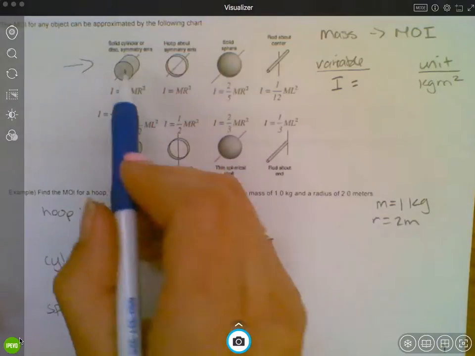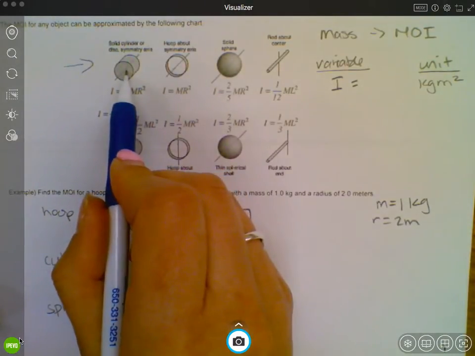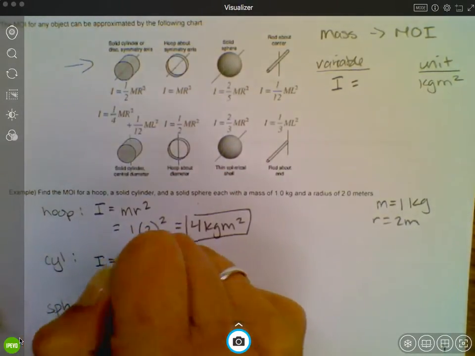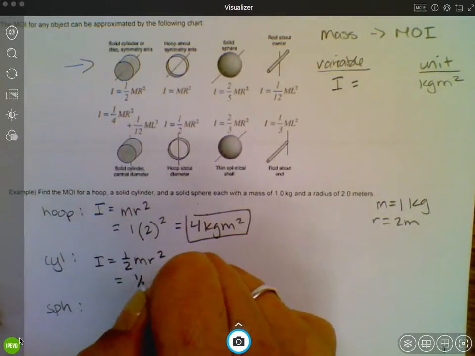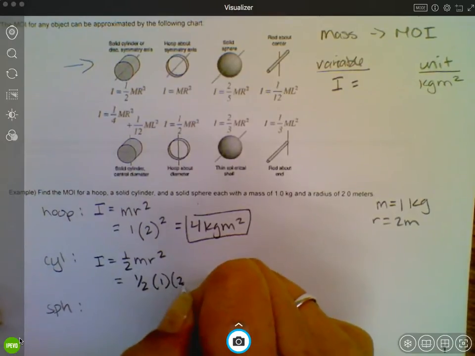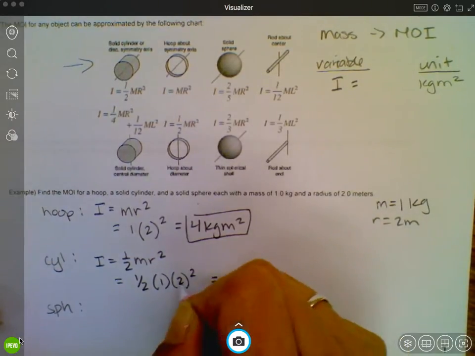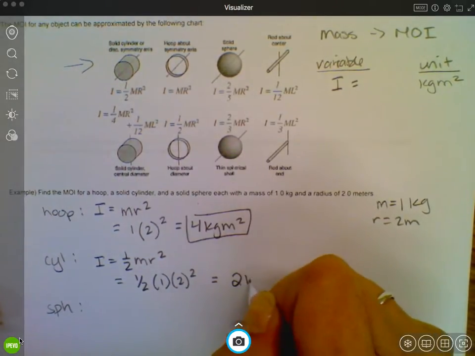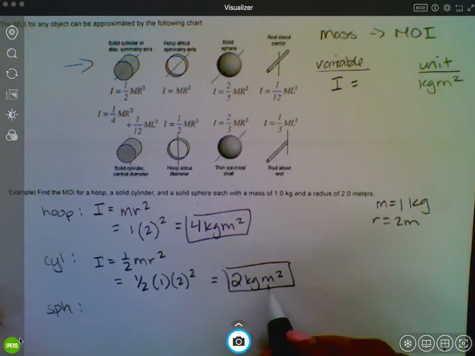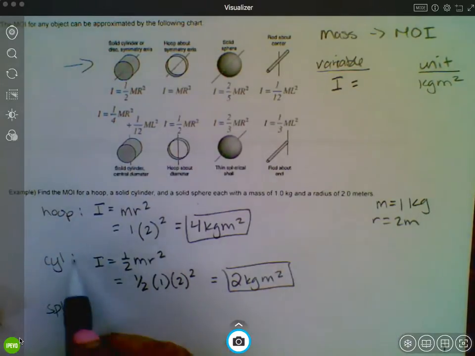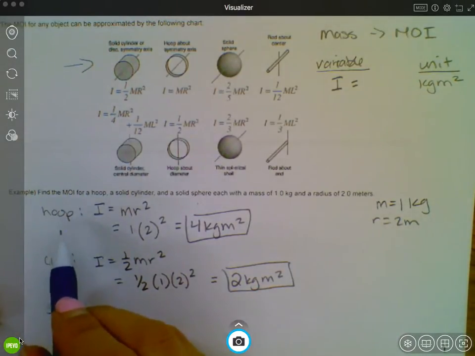For a solid cylinder, it's I equals 1/2 mr squared. We do the same thing, we plug in 1, 2 squared. That's 4 cut in half, which is 2 kilogram meters squared. So it has a smaller moment of inertia, meaning this one would be easier to make move. The hoop would be harder to make rotate.